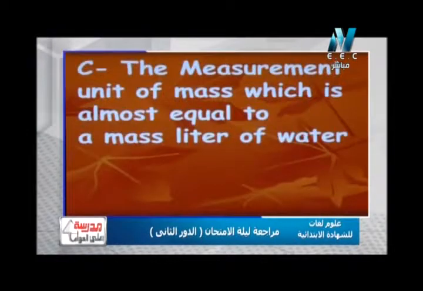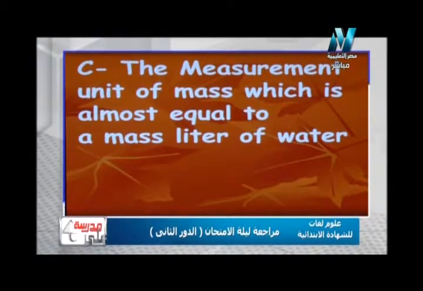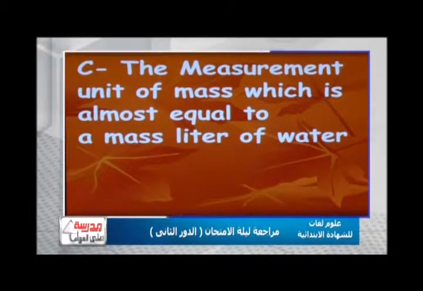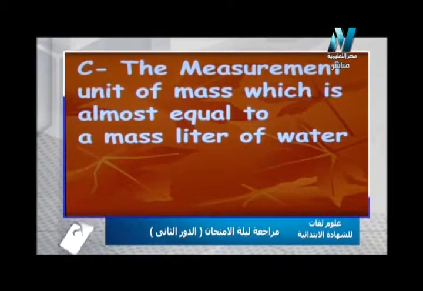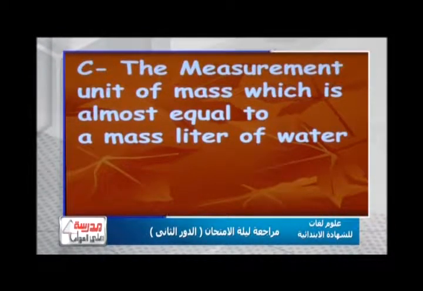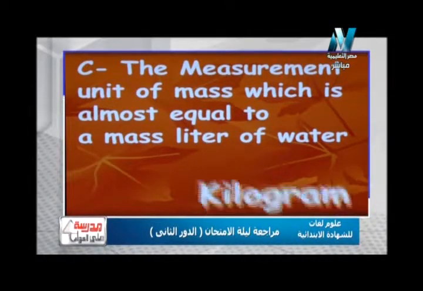Another question. The measurement unit of mass, which is almost equal to a mass of a liter of water. We have studied 3 measurement units of mass, which are gram, kilogram, and ton. But what is the answer of this question? Can I write gram, kilogram, ton? No. Please concentrate. Here, notice carefully, I will not write any answer. The measurement unit of mass, which is almost equal to the mass of a liter of water, the mass of a liter of water is almost 1 kilogram. So I can write only kilogram.